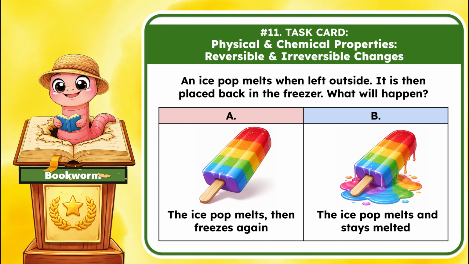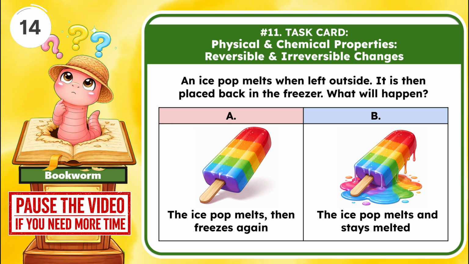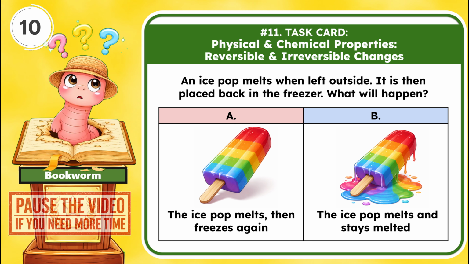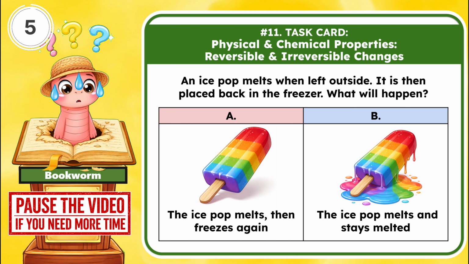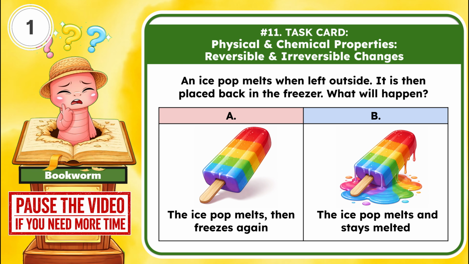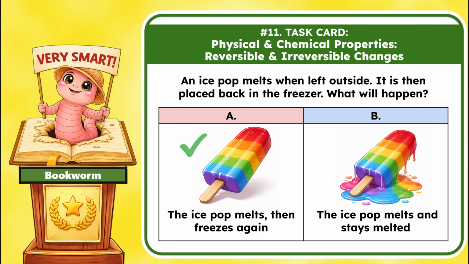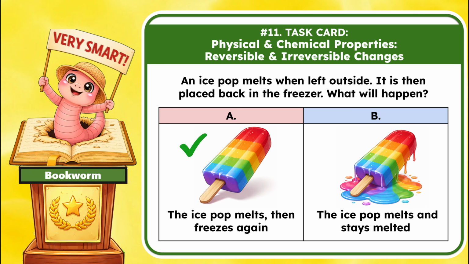An ice pop melts when left outside. It is then placed back in the freezer. What will happen? And the correct answer is letter A. The ice pop melts, then freezes again.